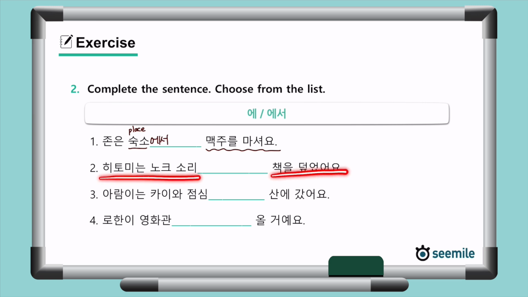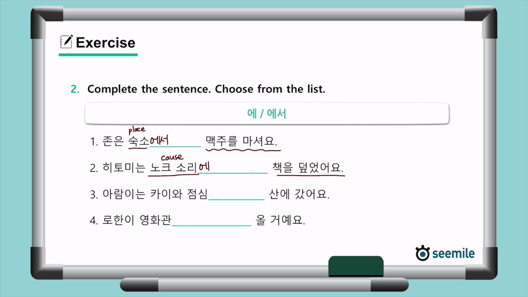Number 2. 히토미는 노크 소리, 책을 덮었어요. How is 노크 소리, the sound of knocking, related to her closing the book? Yes, 노크 소리 is the cause that made Hitomi close her book. So the reason-related particle 에 should come here. 히토미는 노크 소리에 책을 덮었어요.